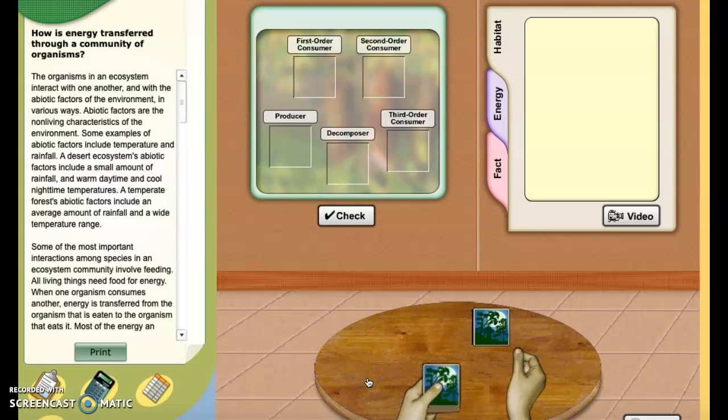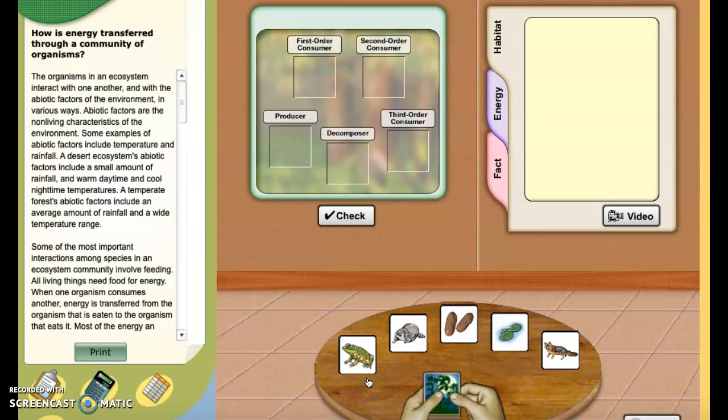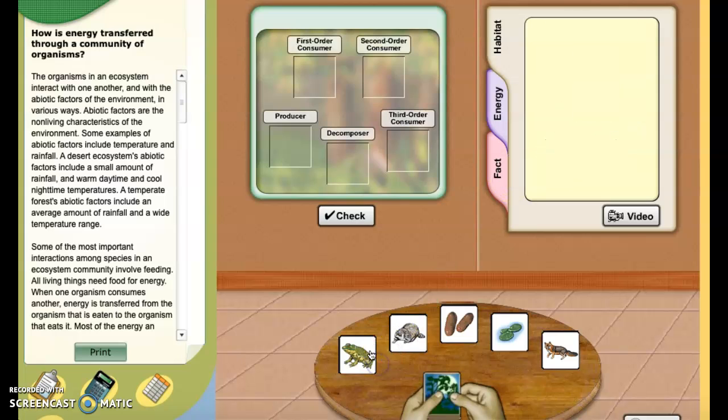So all you got to do first is click on that hand, and the cards will be dealt, and each card has a different organism on it. You don't know what they're called, so what you do is you drag them over. American bullfrog. See, it tells you what it's called, the American bullfrog. So the goal is to put these cards correctly in these spaces.